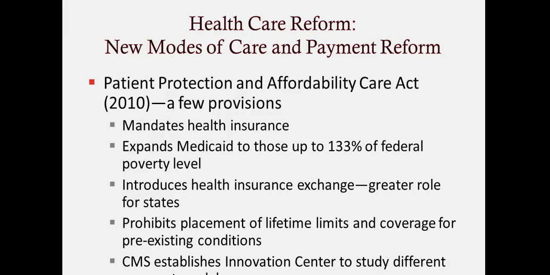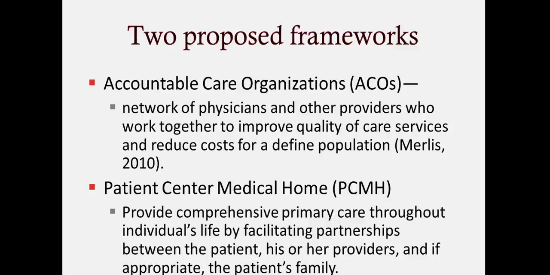Now, all of you know that the Affordable Care Act, or some people like to call it Obamacare, came into existence in 2010, and it mandated a lot of things. It mandates health insurance for everyone in the United States, expands Medicaid to those up to 133% of the federal poverty level, introduces HIEs, or health insurance exchanges, and prohibits lifetime limits and exclusion of coverage for pre-existing conditions, and the Center for Medicare and Medicaid establishes innovation centers. So these were some of the initiatives of the Affordable Care Act. Okay, and then you read about ACOs.